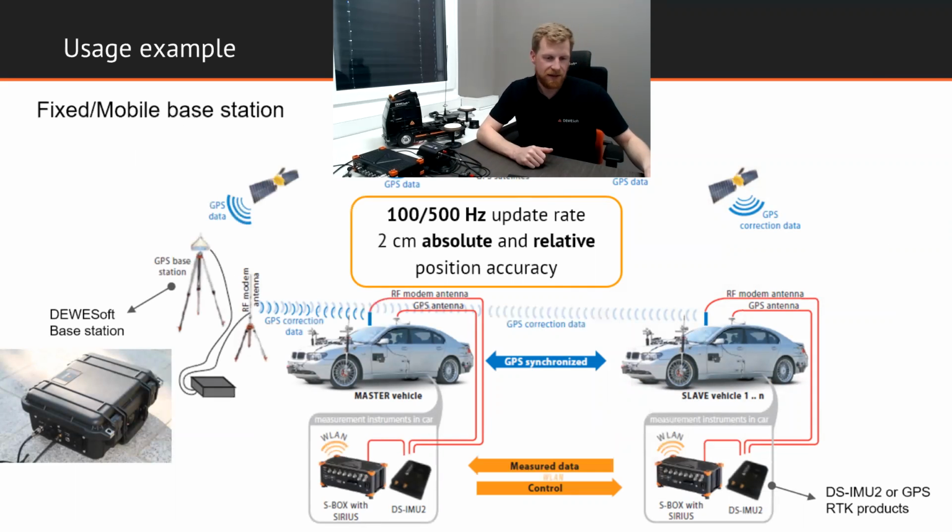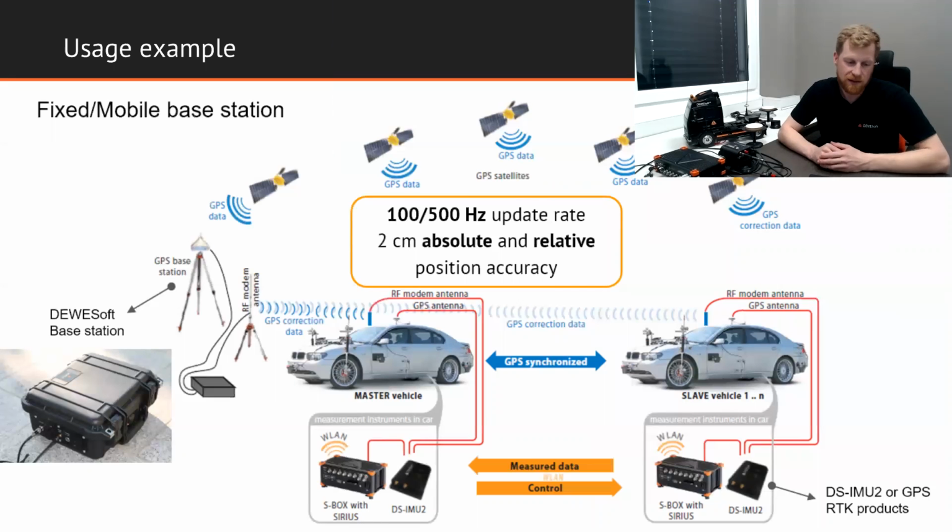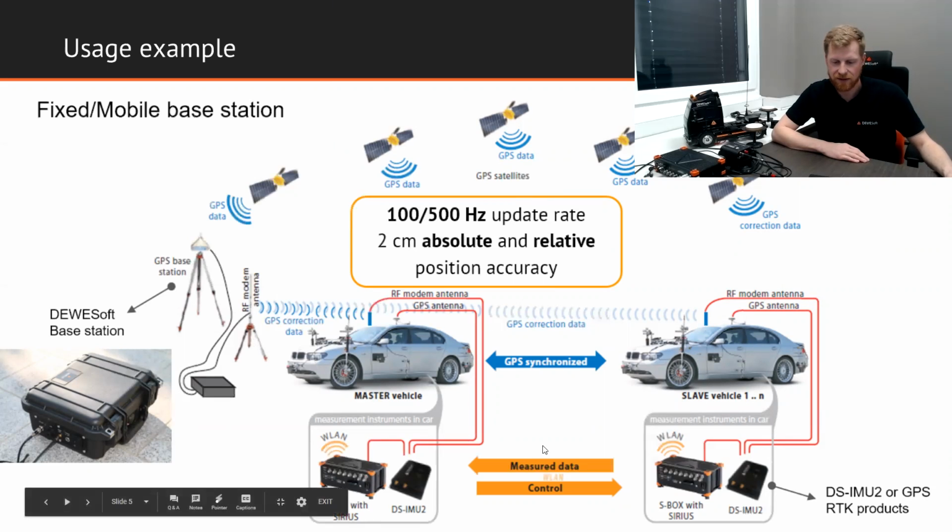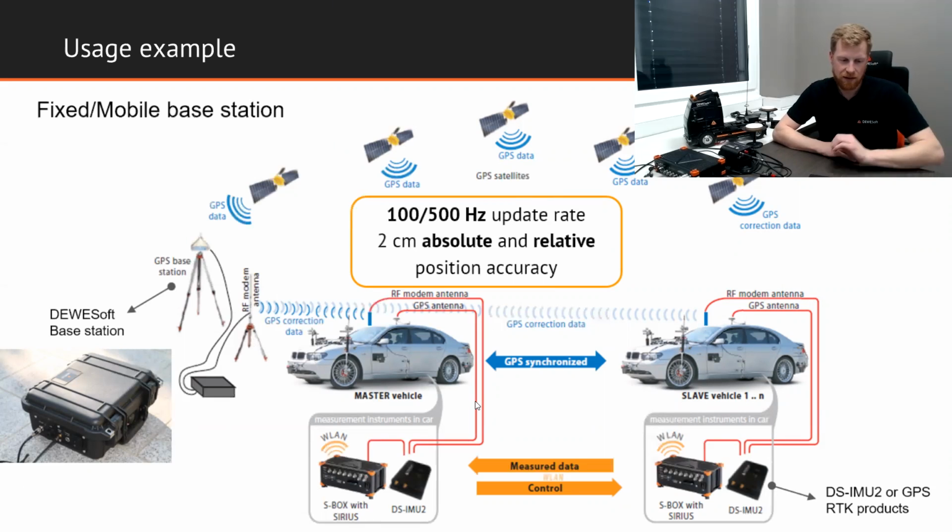Here is one application example of how we can use the IMU2. This is, for example, for ADAS testing, where we have 2 vehicles connected to each other with Wi-Fi. We have correction data from a base station to both units. Both vehicles have a computer with an S-box inside connected to an IMU2. IMU2 provides synchronization, all the data, position with 2 centimeter accuracy, and synchronization for the data that is transferred via Dewesoft net.